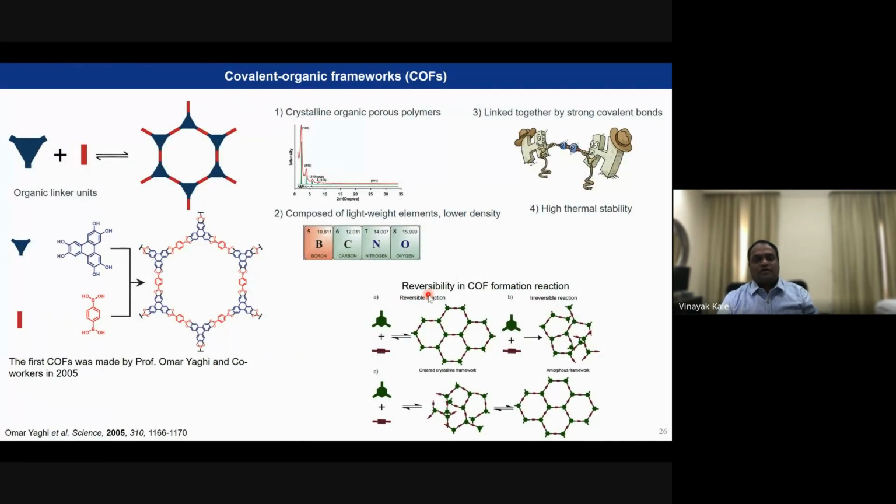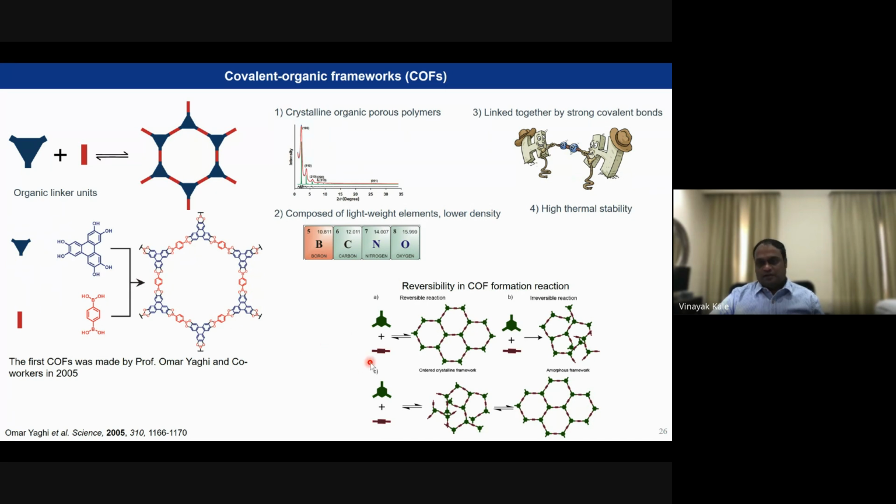So here we go. Covalent organic frameworks are the solution to make these organic materials versatile, as per our choice. What is a covalent organic framework? Covalent organic frameworks are crystalline organic porous polymers made up of lightweight elements, particularly heteroatoms such as boron, carbon, nitrogen, oxygen, sulfur, etc. They are linked together by strong covalent bonds and have high thermal stability. In 2005, Professor Omar Yaghi first synthesized the covalent organic framework. Covalent organic frameworks don't have any metal component or inorganic part. It is a purely organic material.